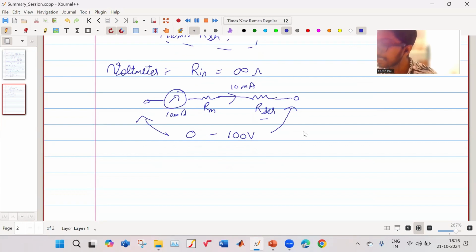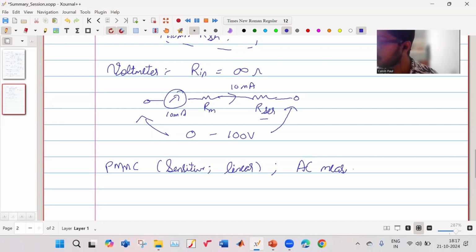Next, this PMMC instrument is a very useful instrument because it is very sensitive. It has a linear scale. All these advantages are there, but it cannot measure AC. So if I want to make an AC measurement, I have to use a rectifier.